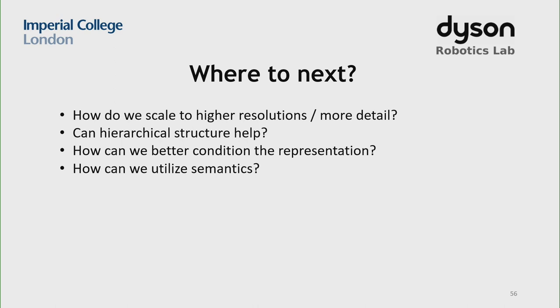Then there are also things you can look at, such as whether you can use a hierarchical representation of your depth maps to get more detailed predictions. And there's also the question of how we can better condition the representations for optimization. Could we perhaps integrate semantics or other information in there to get more robust learnt representations? And yeah, that's it. Thanks, everyone.